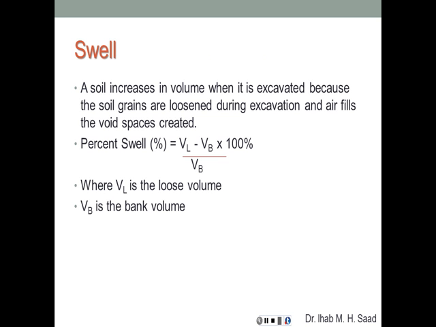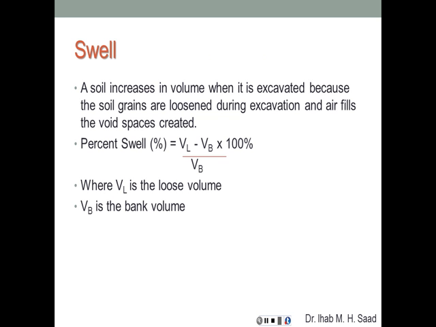What happens when we excavate the soil? As I mentioned, we introduce additional voids in it that can be filled later on with either air or water. So the soil increases in volume when it is excavated, because the soil grains are loosened during the excavation, and air fills the void spaces created. So that is called swelling of the soil, which is that increase in volume.